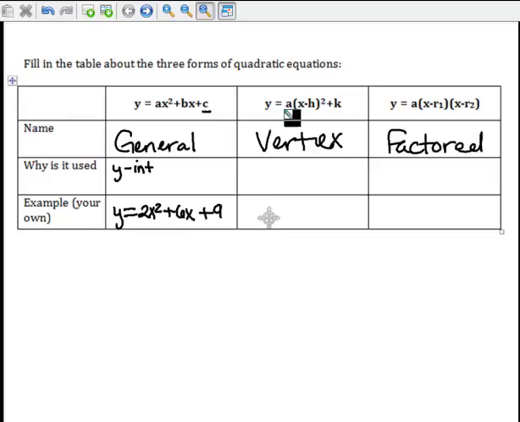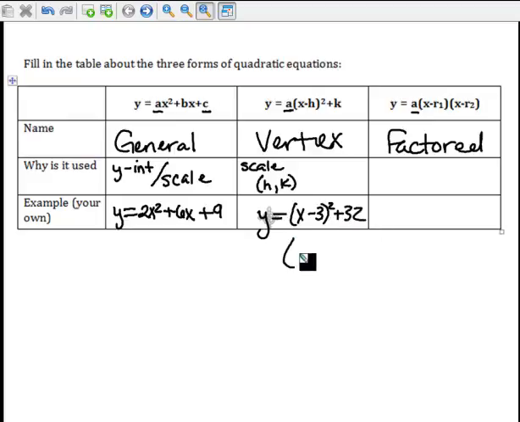Vertex form. In vertex form, we have A, which is our scale factor. We have A in actually all three of the forms. We also are given the vertex in vertex form. H, comma, K is our vertex. So a lot of times that's the main benefit of vertex form. An example would be y equals x minus 3 squared plus 32, where our vertex then would be at 3, 32.